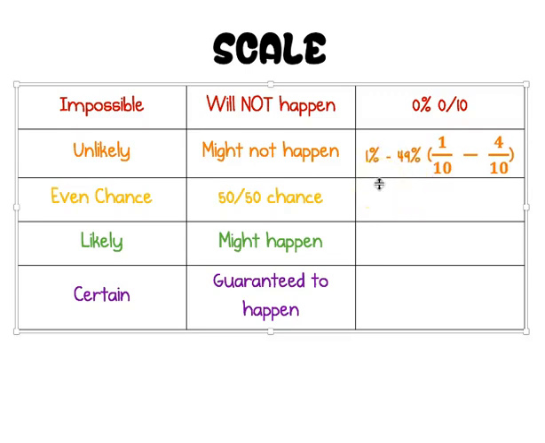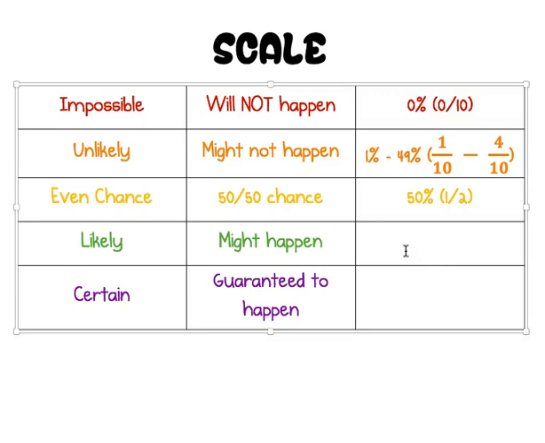Even chance, 50-50 chance means, of course, exactly 50%. There's exactly a 50% chance. Or we can say 1/2. Right? There's a 1/2 chance of getting it.